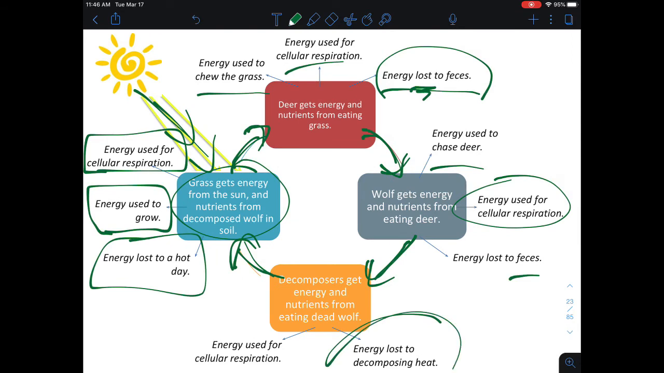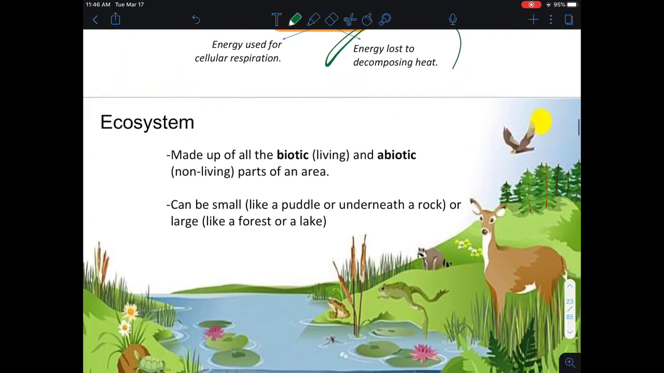which usually are warm. They create some heat. They create heat because they are not 100% efficient in their processes. So all of these steps lose little bits of energy.